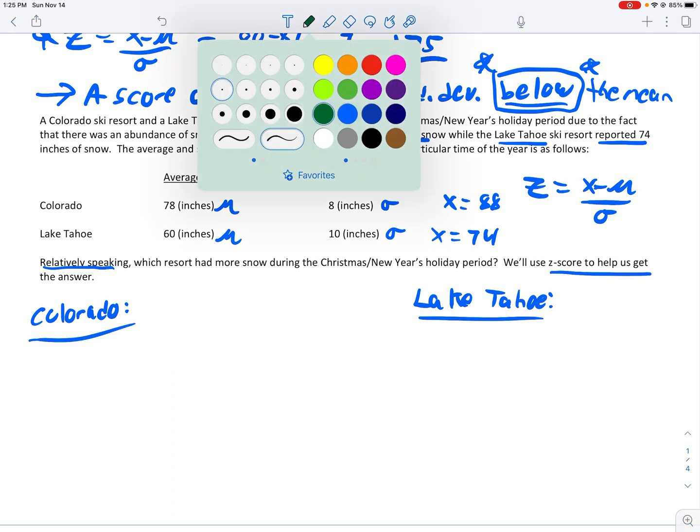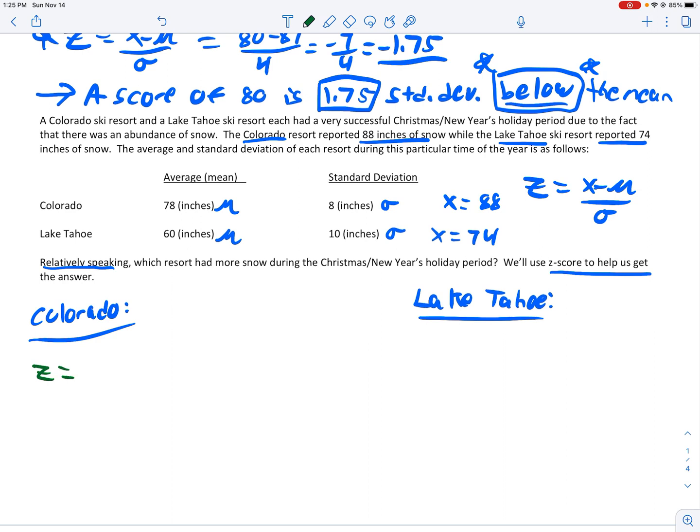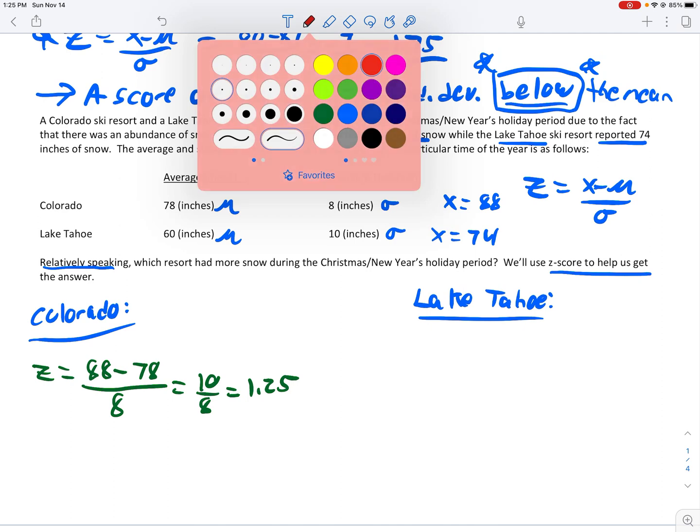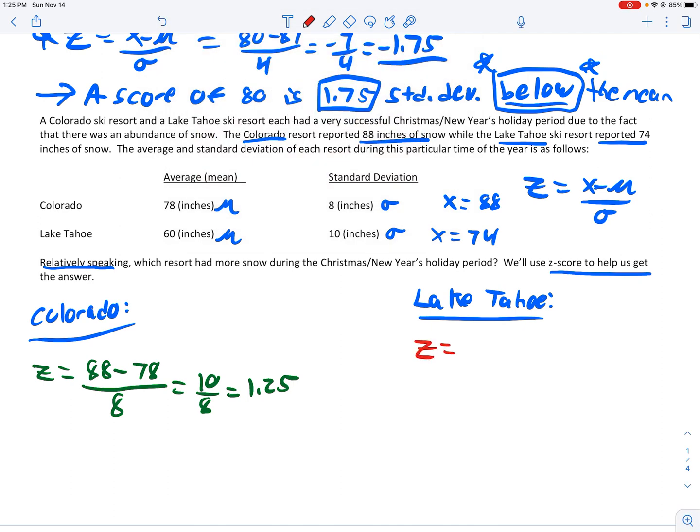Okay, so for Colorado, our z-score: x is 88 minus 78, our mu, over 8. So 10 over 8 is 1.25. Okay, Lake Tahoe, our z-score is x, which is 74, minus 60, divided by 10. So 14 over 10 is 1.40.